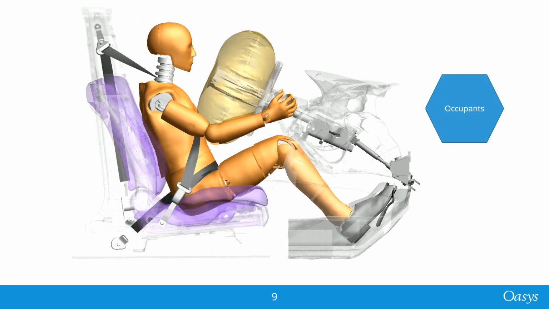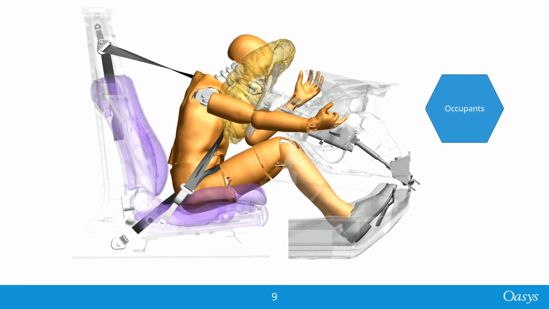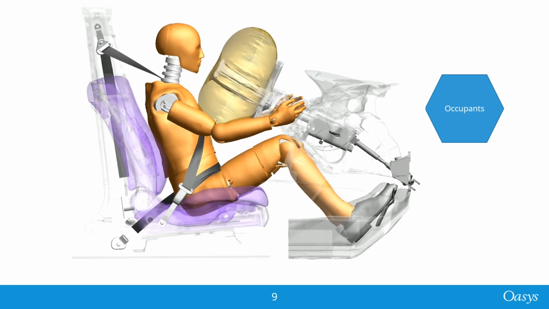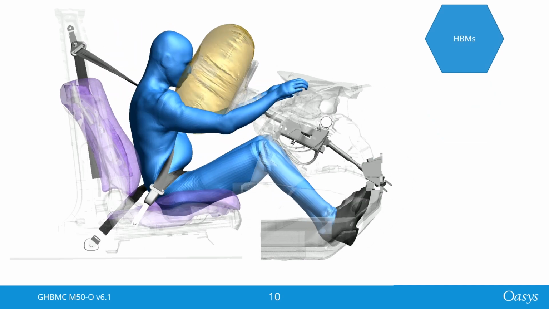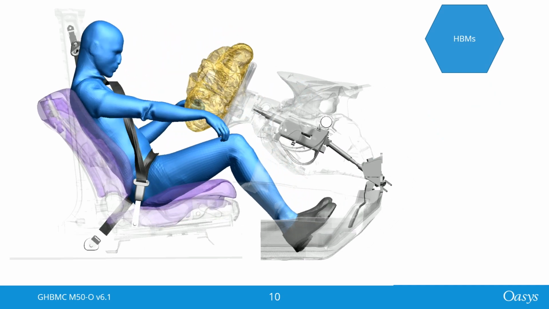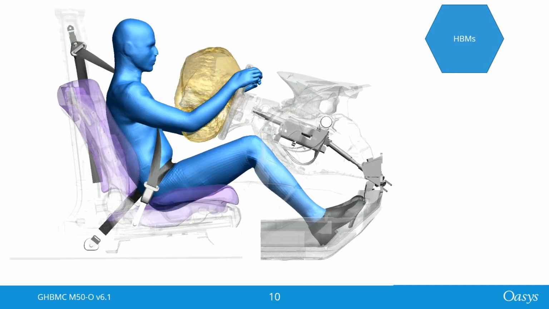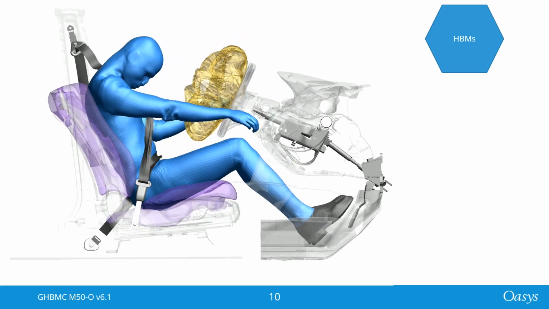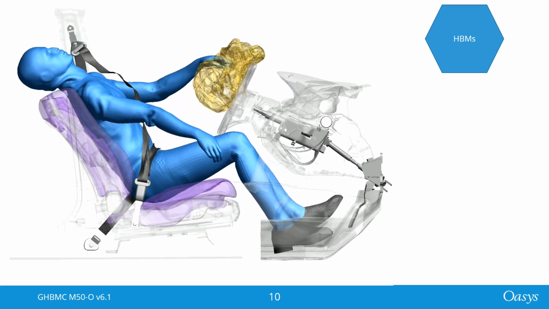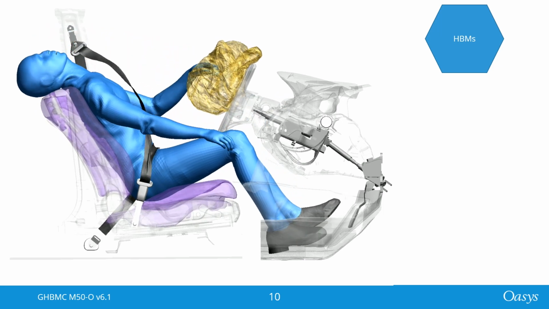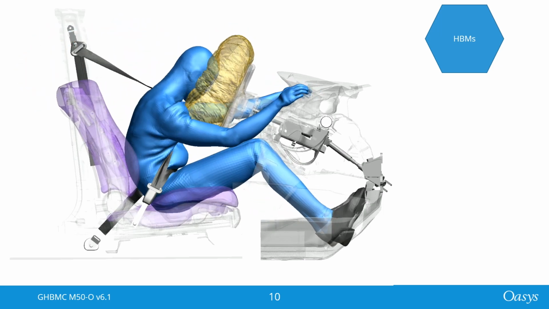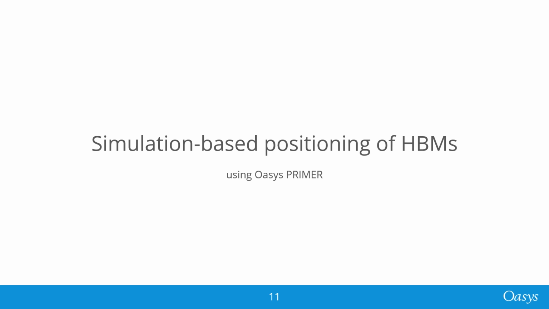Our dummy positioning tools allow you to position an occupant easily in a number of ways. And we have extended our positioning tools to human body models with the aid of pre-configured positioning tree files. These tree files and tools allow users to interactively achieve realistic articulation and positioning of human body models, which is the main topic of this webinar. So I now want to focus on simulation-based positioning of human body models using Oasys Primer.